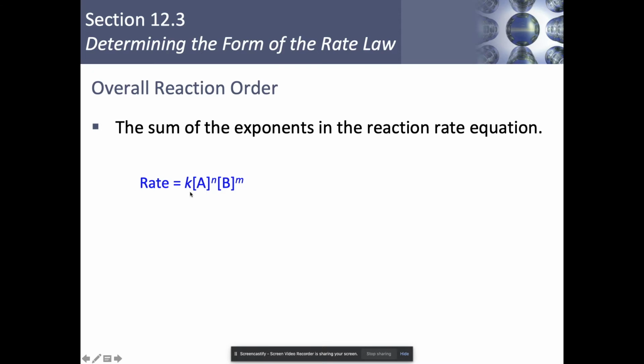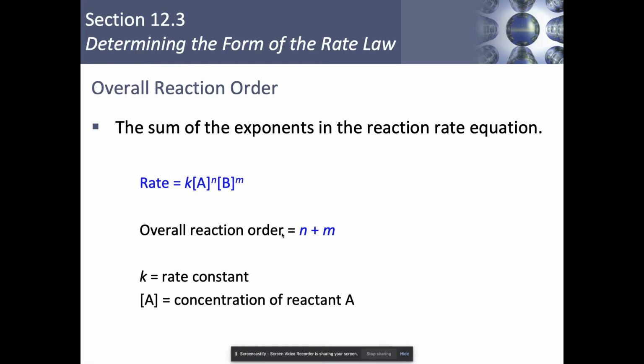The rate equals K times the concentration of A raised to N power times the concentration of B raised to M power. Now, how do we find the overall reaction order? Well, N and M added together gives us the overall reaction order. K is our rate constant, A is the concentration of A, B is the concentration of B.